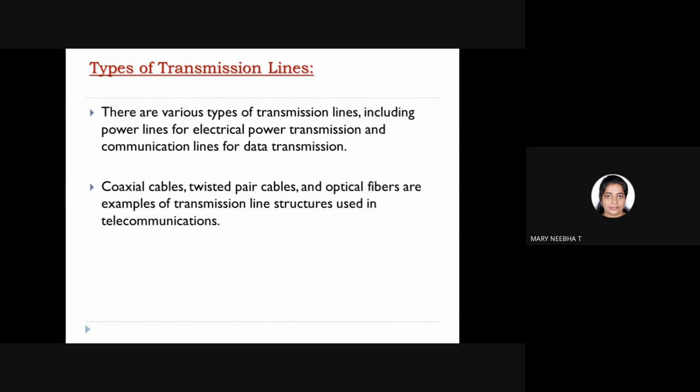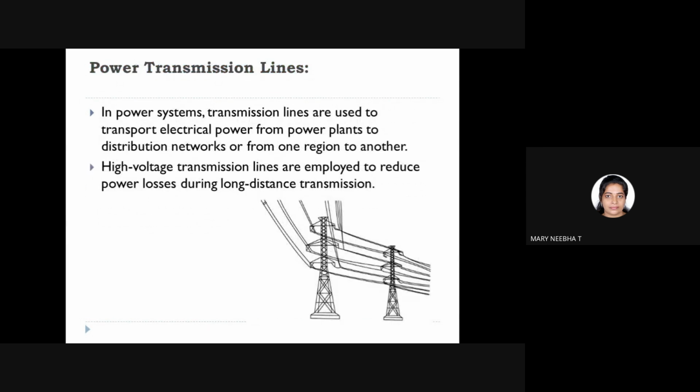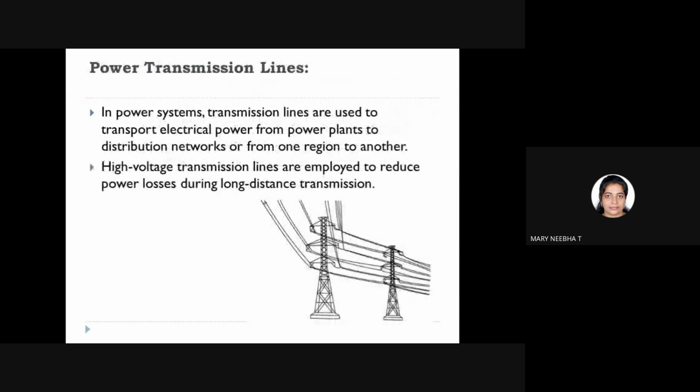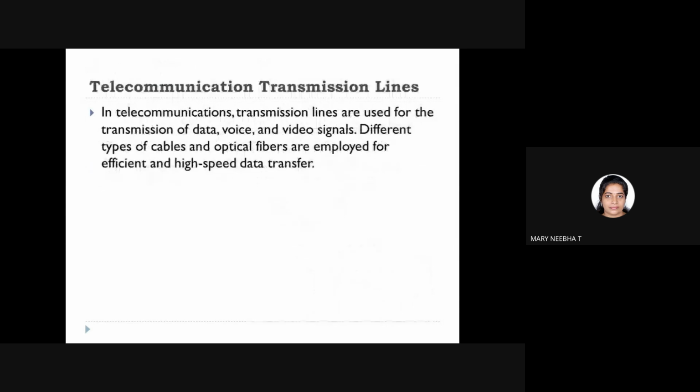Coaxial cable, twisted pair cables and optical fibers are basic examples of conventional transmission lines. Apart from that, we use waveguide structures. Power transmission lines transmit electric power from power plants to distributed networks, or from one region to another. These are high voltage transmission lines, employed to reduce power loss during long distance transmission. You can see this type on our roadsides, where the lines are connected using posts.